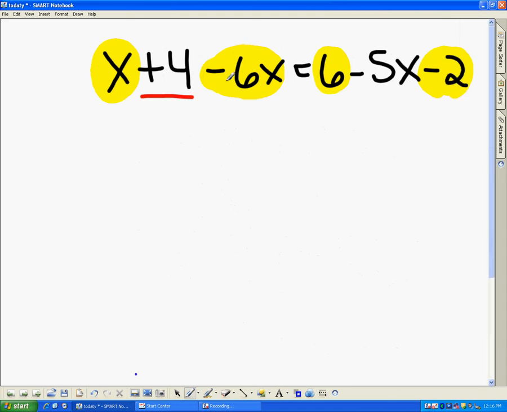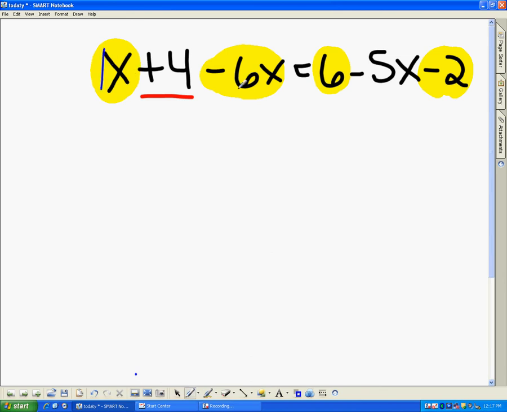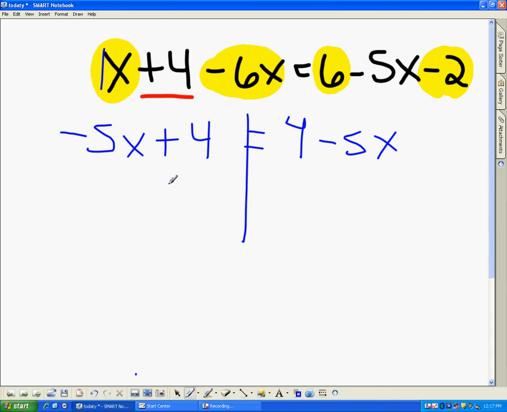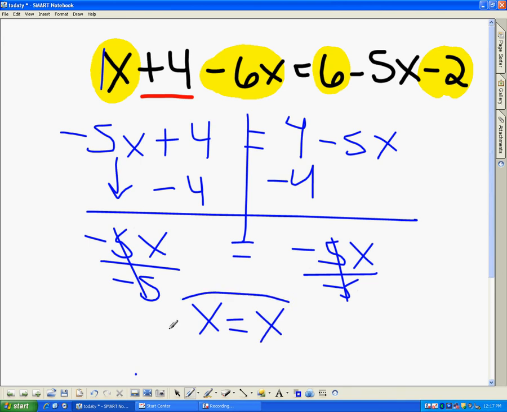All right, well, let's try this one. We have x plus 4 minus 6x equals 6 minus 5x minus 2. So again, I went ahead and highlighted everything that I needed to simplify. This is like 1x minus 6x, so that's going to be negative 5x plus 4 is equal to 6 minus 2, which is 4 minus 5x. I'm going to subtract 4 from both sides, and I end up with negative 5x equals negative 5x. Well, you can already see that you have the same thing on both sides, but just to finish the problem, you divide both sides by negative 5, and you end up with x equals x. So this is an example where you're going to have an infinite number of solutions.